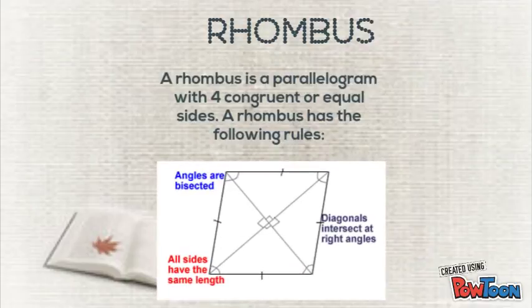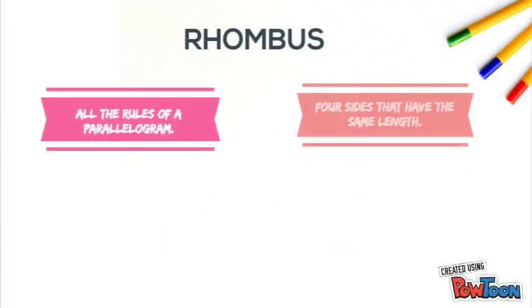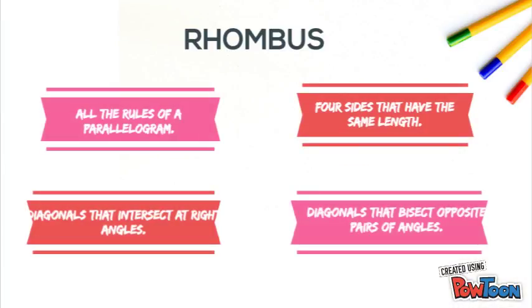A rhombus is a parallelogram with 4 congruent or equal sides. A rhombus has the following rules. Rhombus. All the rules of a parallelogram, 4 sides that have the same length. Diagonals that intersect at right angles. Diagonals that bisect opposite pairs of angles.